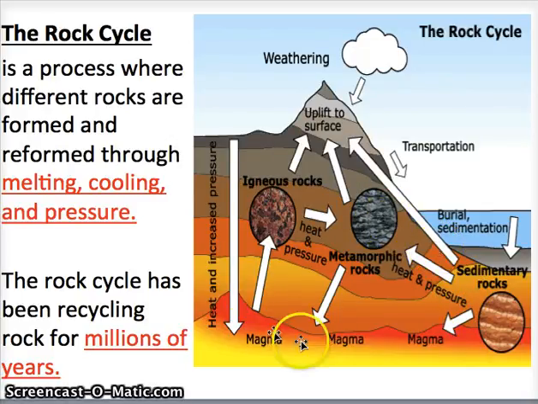You can see down here, there's magma, and up here, there's weathering. Rocks can move down and get buried to make sedimentary rocks. With heat and pressure underneath the Earth, it can form metamorphic rocks or igneous rocks. We're going to talk more about these types of rocks in more detail.